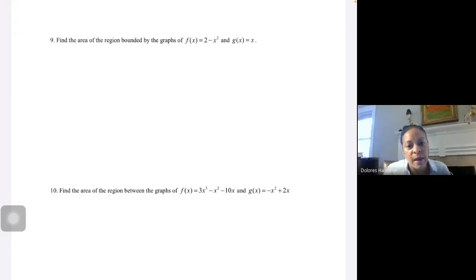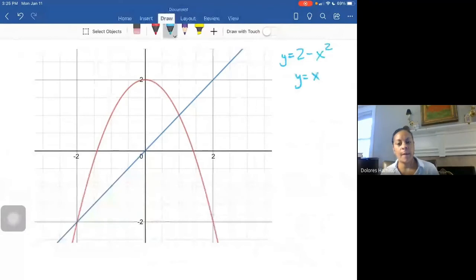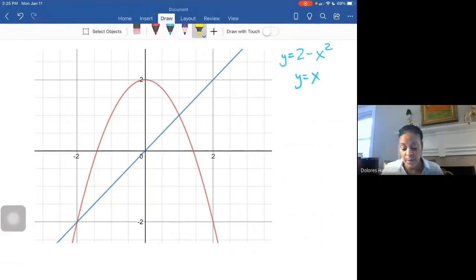We're looking for the area of the region bound by the graph 2 minus x squared and x. You'll notice in an example like this one, they didn't give us the interval in which we were to find that area, but we know that this is the shaded region that we're looking for. So on our graphing calculators, we would then need to find out where those two graphs intersect.